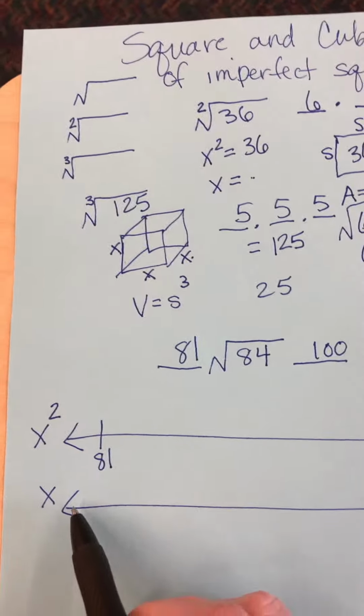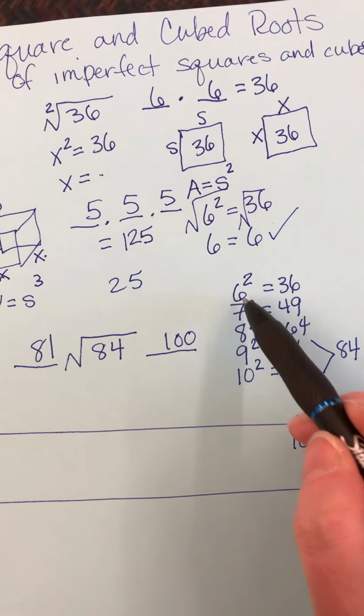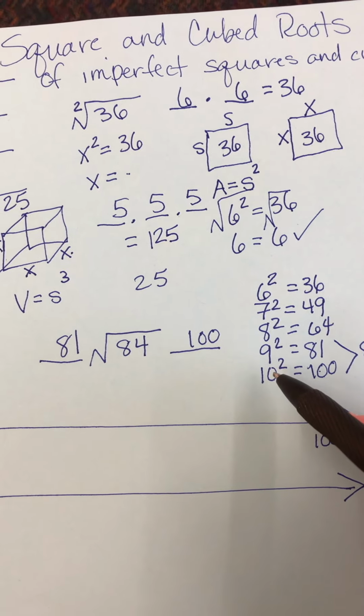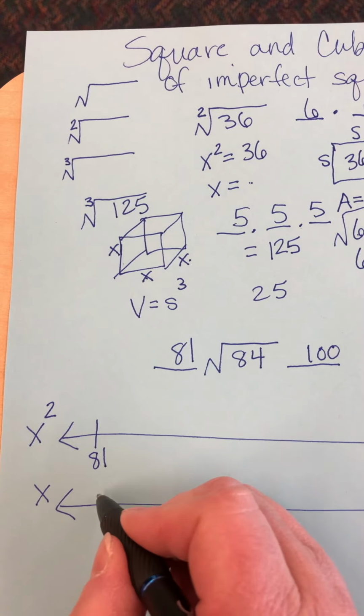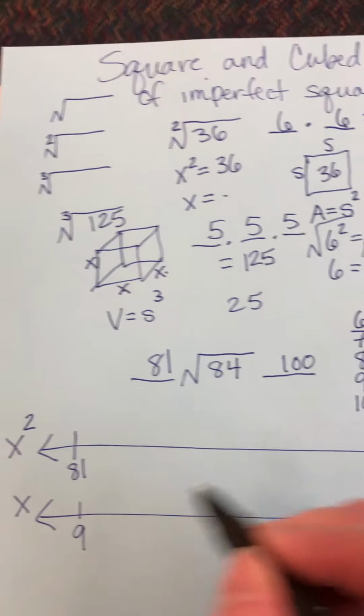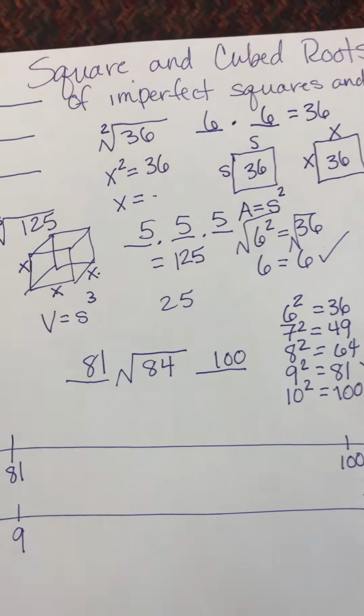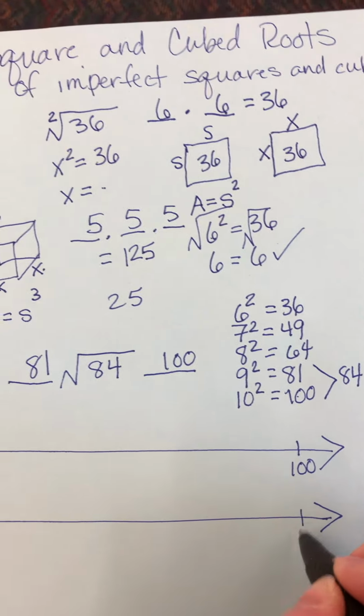And my second one is what would be the length of the side, and that's going to be your base. What number did you multiply by itself to get 81? You multiplied 9 times 9, so the base is 9, or the root is 9. And 100 is 10 times 10, so this is 10.